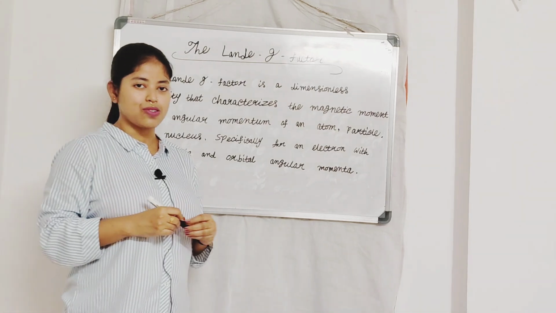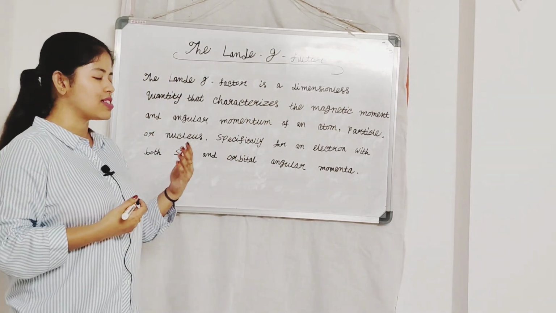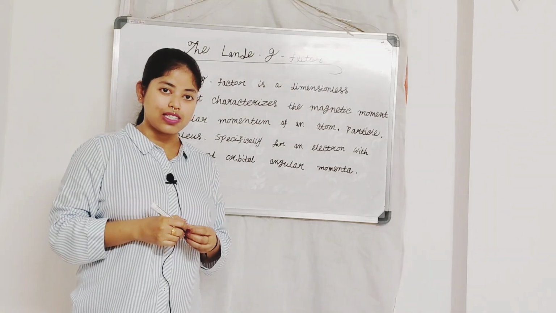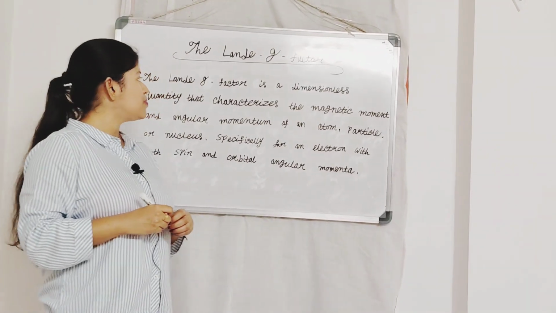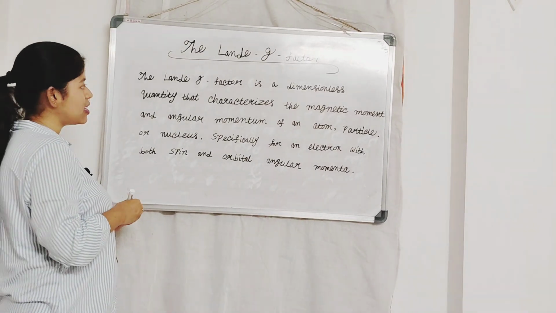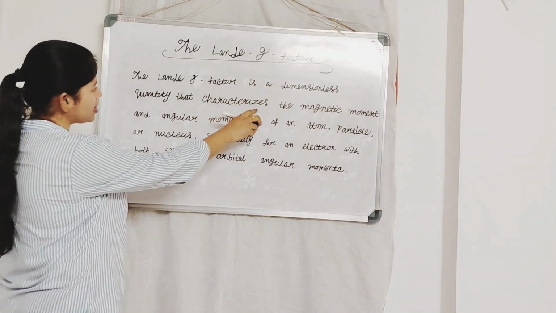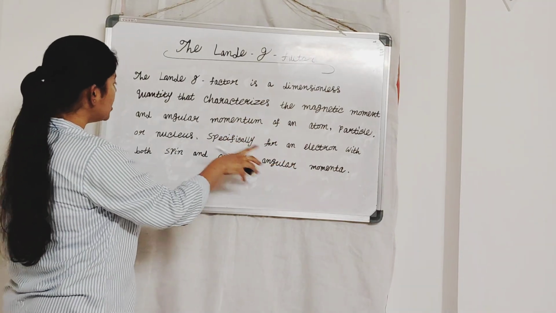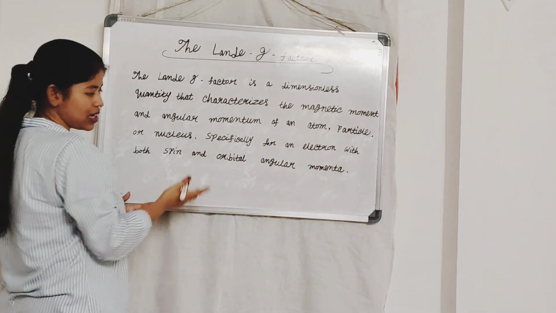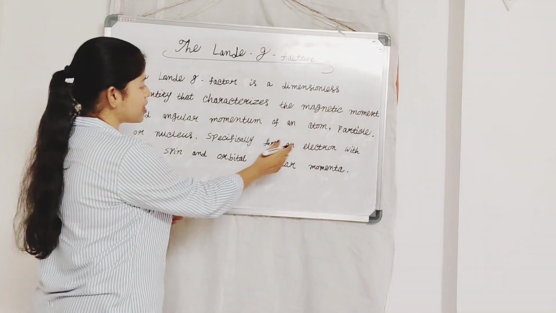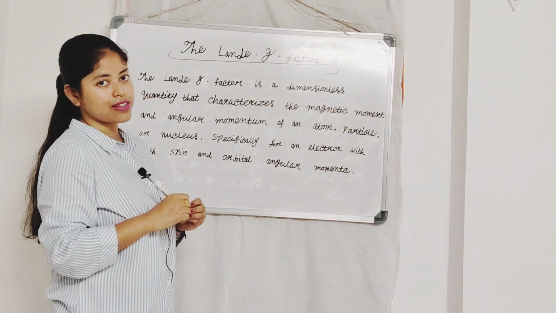Welcome everyone. So today we'll learn about the Landé factor: what the Landé factor is, how to calculate it, and we're going to discuss some problems also. The Landé factor is a dimensionless quantity that characterizes the magnetic moment and angular momentum of an electron, particle or nucleus, specifically for an electron with both spin and orbital angular momenta.